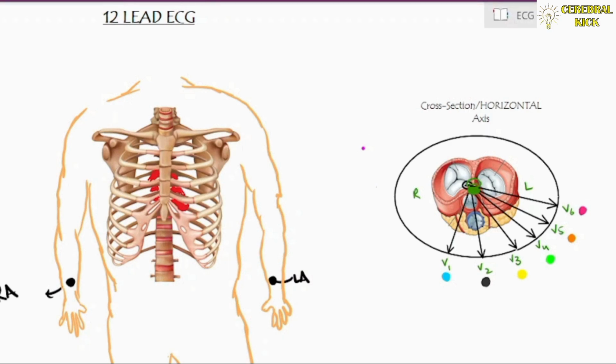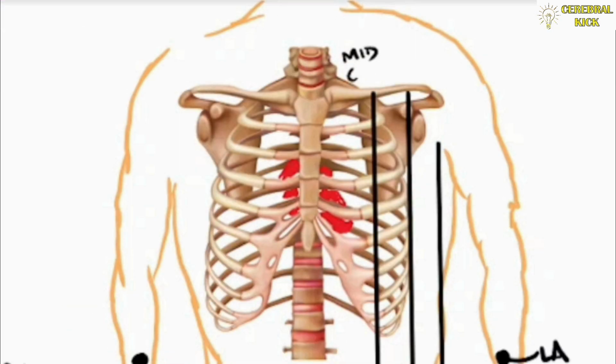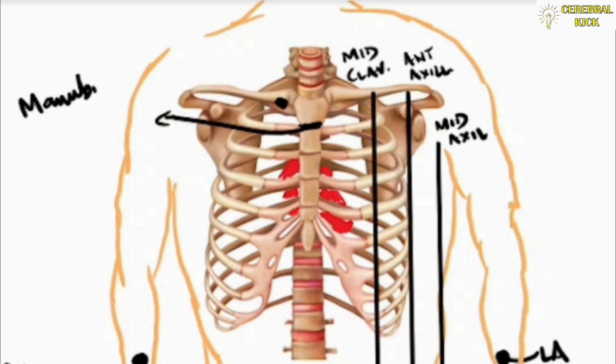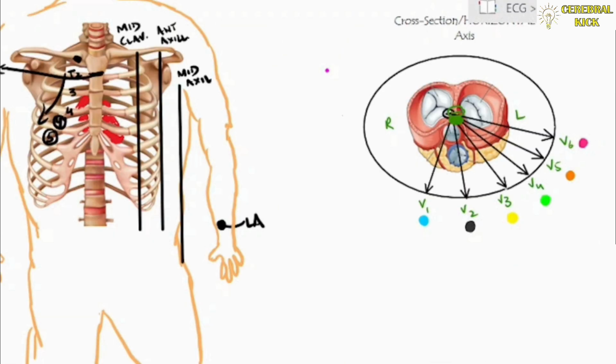Now, before placing the chest leads, you must know the mid-clavicular line, the anterior axillary line, and the mid-axillary line. Also, it's sometimes very difficult to feel the first rib. So the trick is to first feel the manubrium sterni or the angle of Louis and move the finger sideways. The first rib you will feel is the second rib. And below the second rib, there is second intercostal space, then third, fourth, and fifth intercostal space.